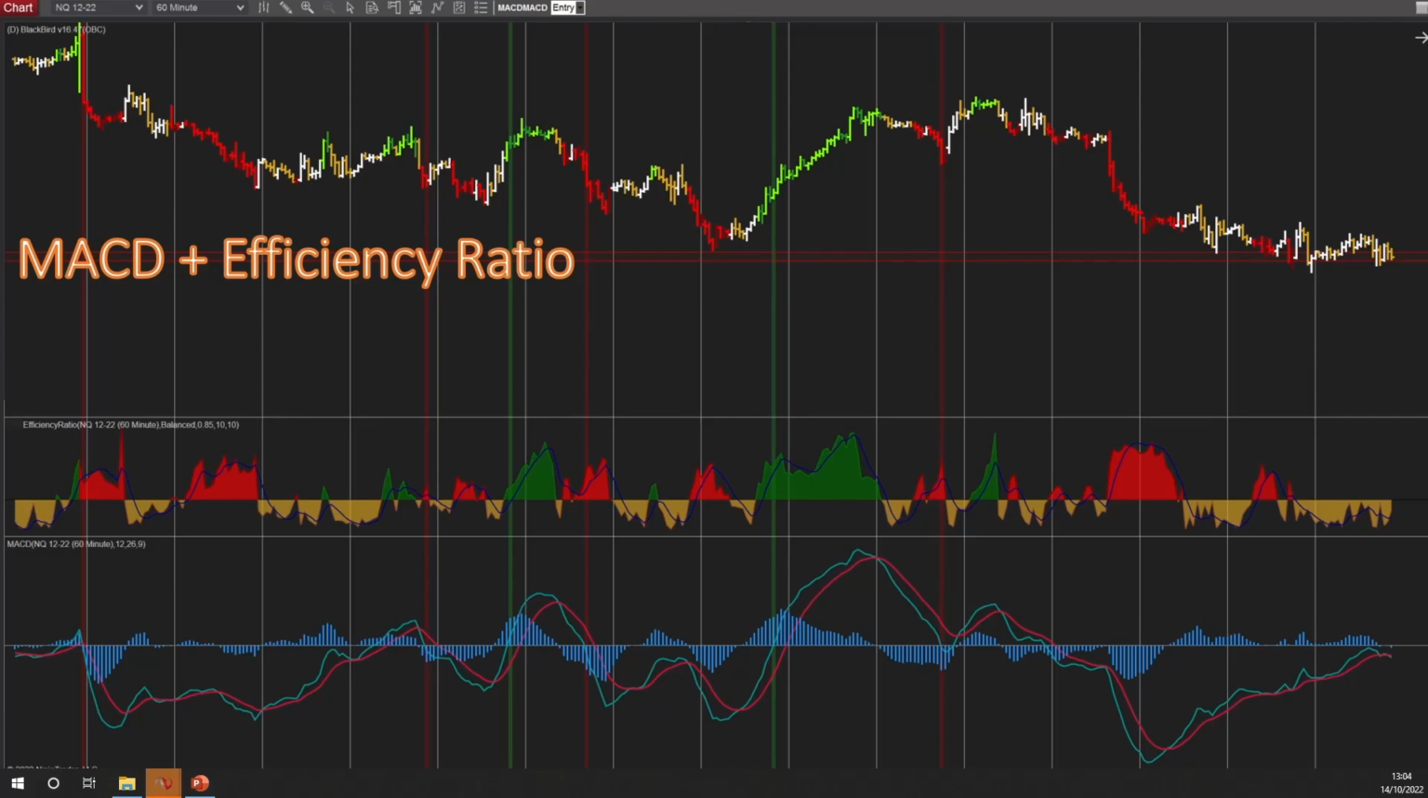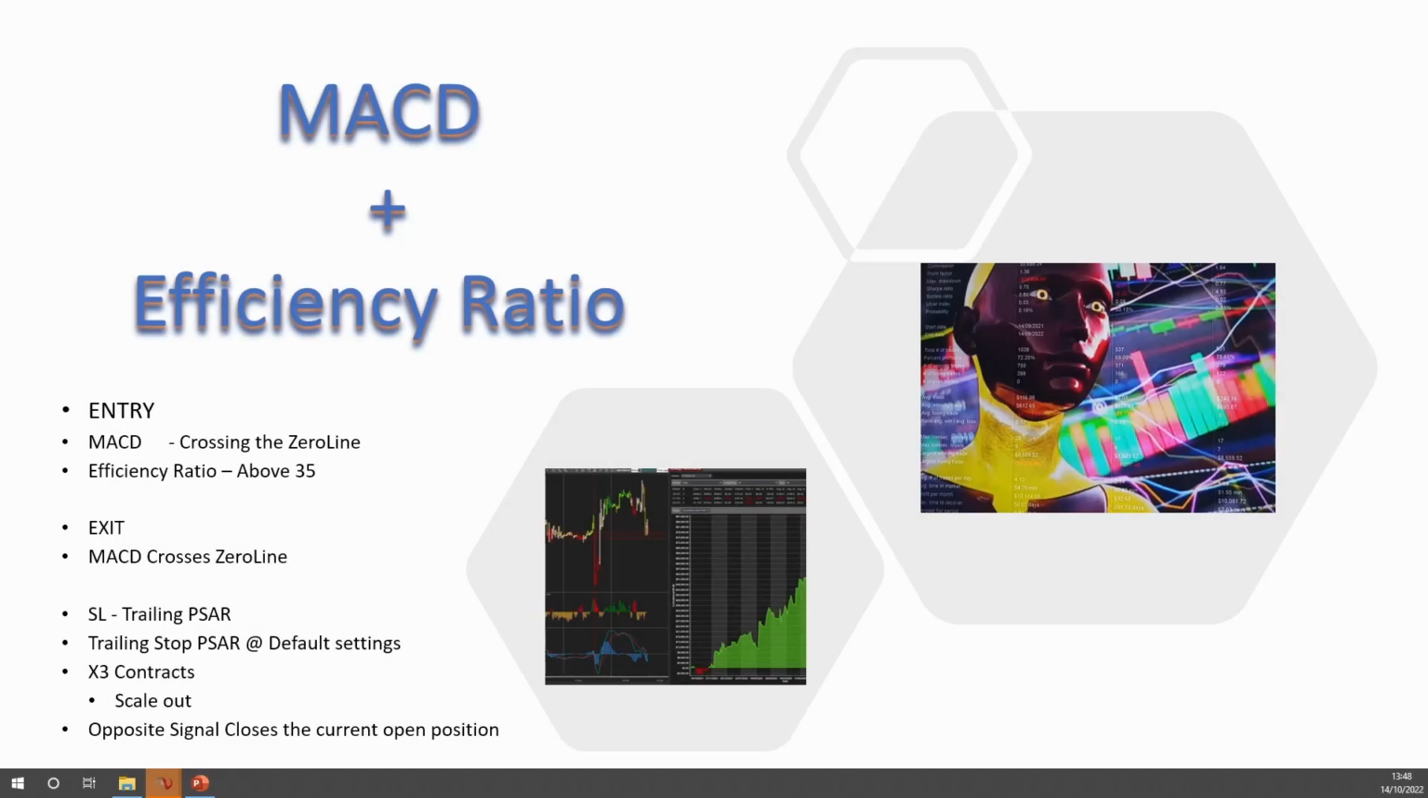Here are the strategy parameters. The MACD is set to default settings, as well as the efficiency ratio. Entries are generated when the MACD crosses the zero line and the efficiency ratio is above 35. I've incorporated an exit signal for this strategy. This is when the MACD crosses the zero line. I'm using the parabolic SAR for stop loss protection at default settings. Each position consists of 3 contracts.